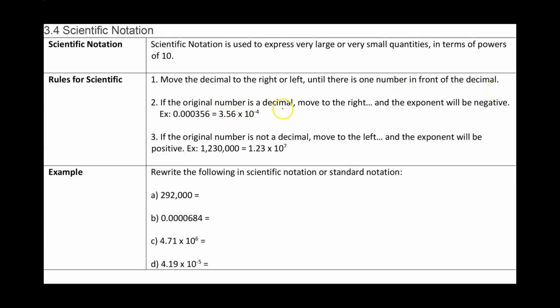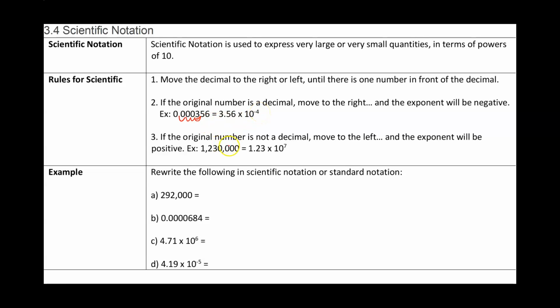If the original number is a decimal, we move to the right, and the exponent will be negative. For example, if it's 0.000356, we will move the decimal 1, 2, 3, 4 times until there is one non-zero digit in front of the decimal. So this will become 3.56, and because we moved it 1, 2, 3, 4 times, it'll be 10 to the negative fourth power. So decimals always have negative powers.